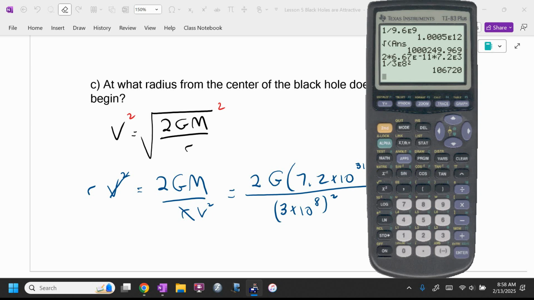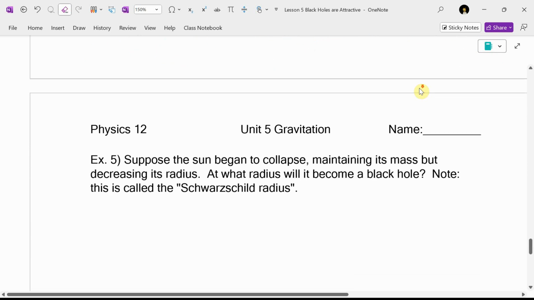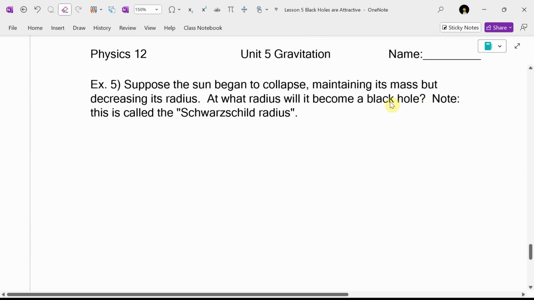Is it 106,720? So 1.07 times 10 to the 5th meters. There's another fancy name for the event horizon. We'll talk about that in just a second. Example 5.